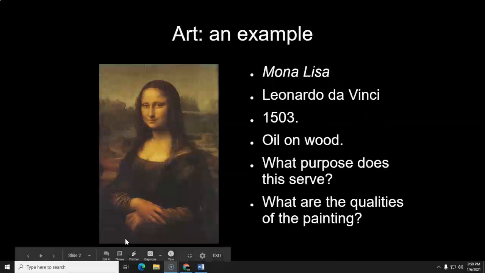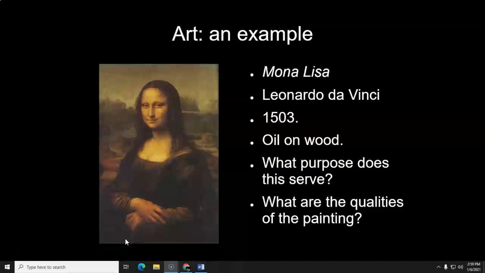So an example of art, and I'm sure everybody has seen this picture sometime in their life. This is the Mona Lisa, painted by Leonardo da Vinci in 1503. It's oil on wood. And think about these questions. Think about, first of all, what purpose does it serve? And then secondly, what are the qualities of the painting, the aesthetic qualities?